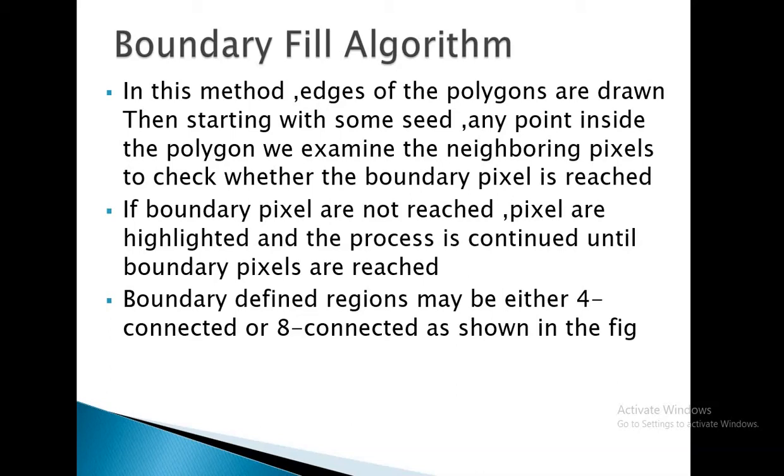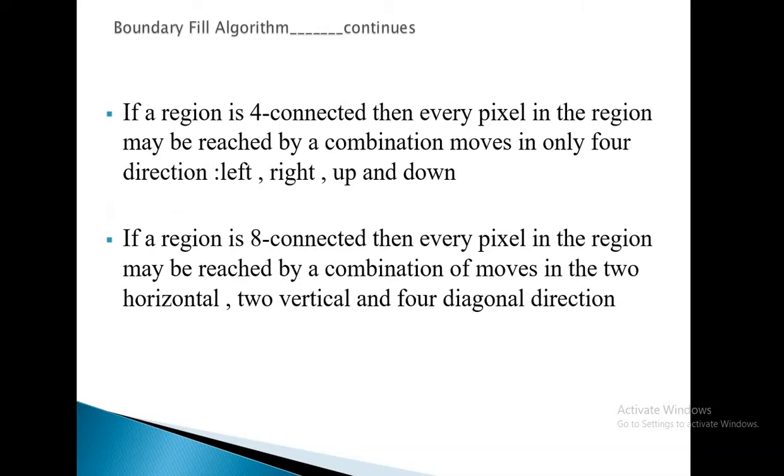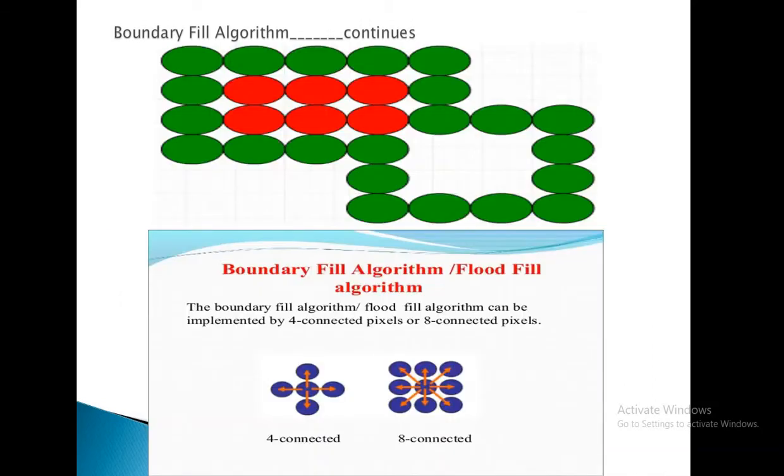In this boundary fill algorithm, boundary defines the region, and this region may be 4 connected or 8 connected. If a region is 4 connected, then every pixel in this region may be reached by a combination of moves in only 4 directions. And second one, 8 connected means if the region is 8 connected, then every pixel in the region may be reached by a combination of moves in 2 horizontal, 2 vertical and 4 diagonal directions.